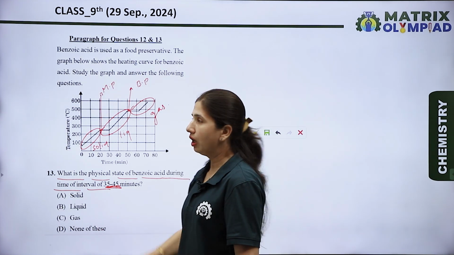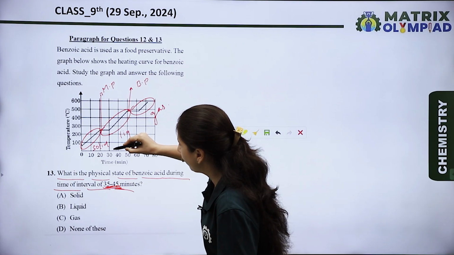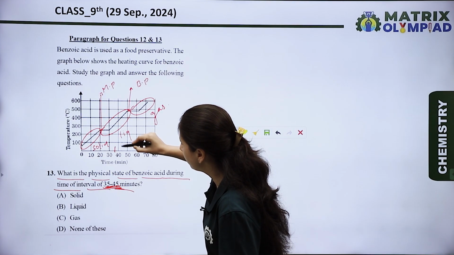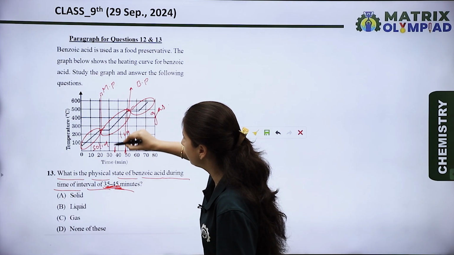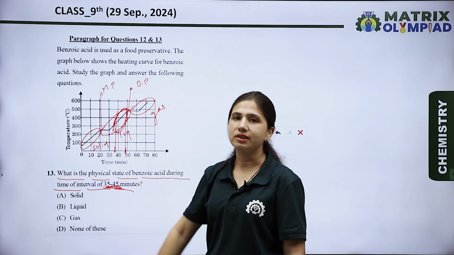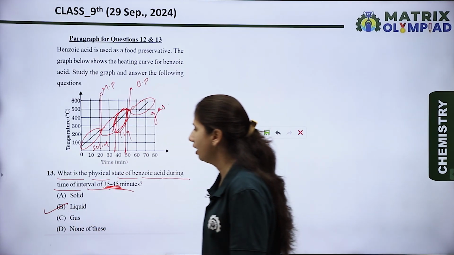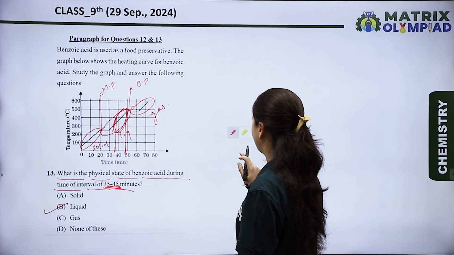Now let's see the graph. On the graph, 35 to 40 minutes means around here to here, and we can easily see that in this time period the benzoic acid is present in the liquid state. So option B is the right option for this question.